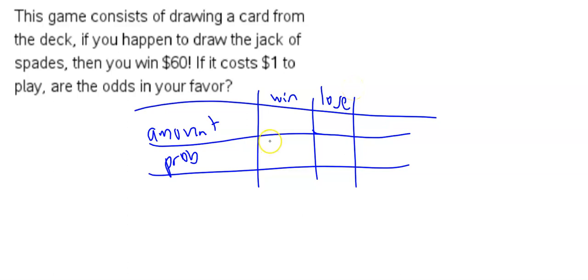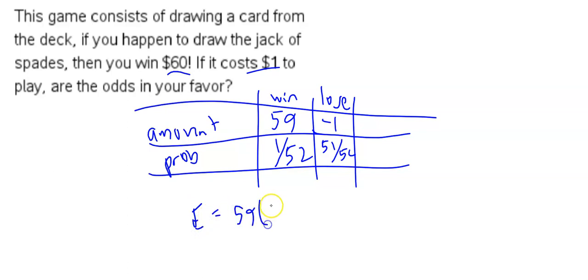So for winning, well, you win $60, but you paid $1, so $59 is your win. You lose $1 if you lose. The odds of winning, there's 52 cards, so 1 out of 52. The odds of losing would be 51 out of 52. So then you just set up your expected value. Expected value is 59 times 1 over 52 plus... this should be interesting. Does it seem like a good game to you? Let's multiply it out and we'll find out here.